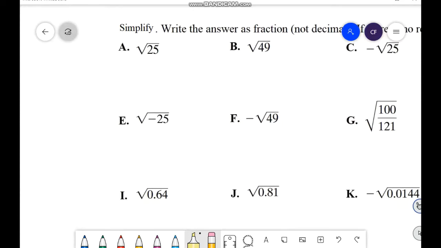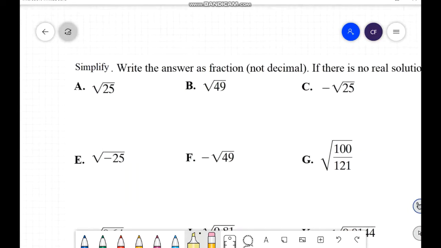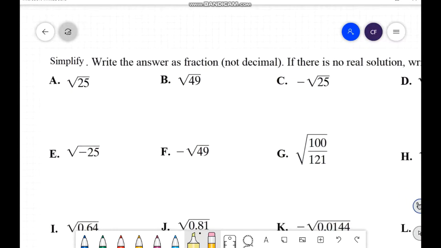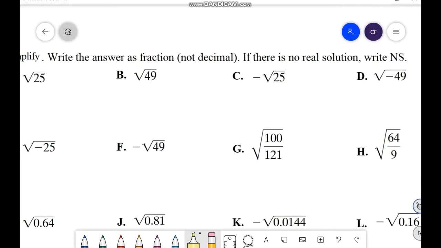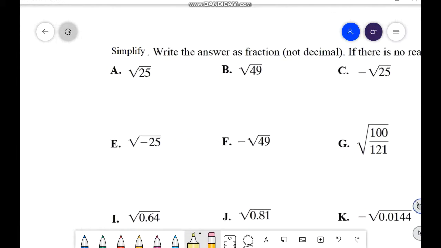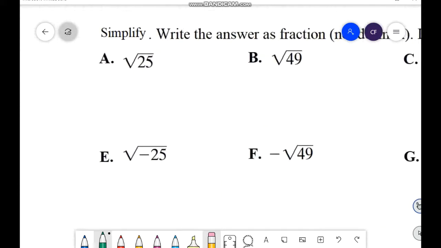Simplify. If we're talking here about simplify, it's going to be only the positive root. Write the answer as a fraction, not decimal. If there is no real solution, write NS. That means no solution. For letter A, square root of 25, again, only the positive answer, the positive root, is 5.